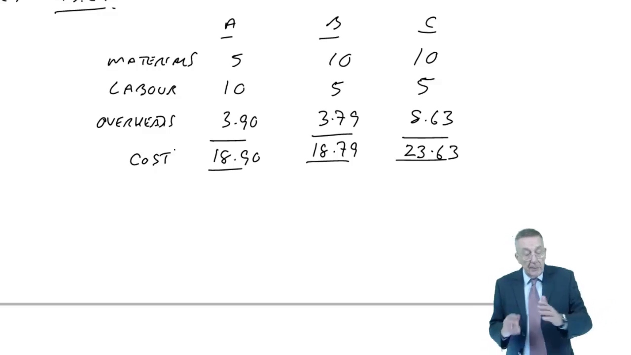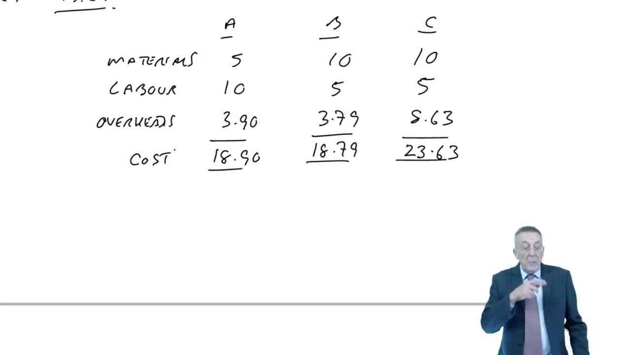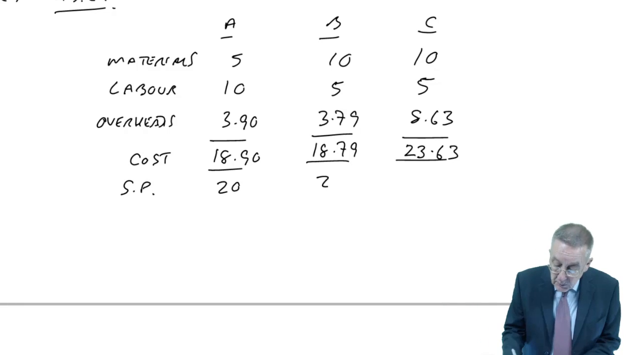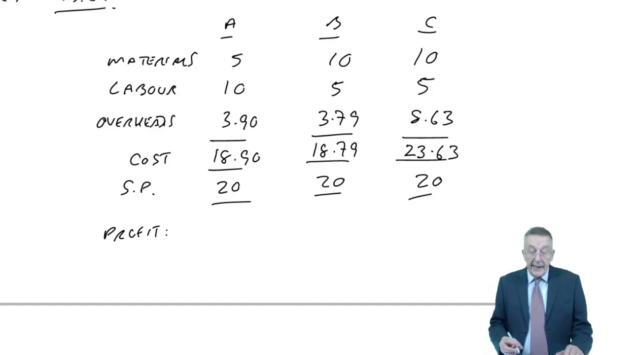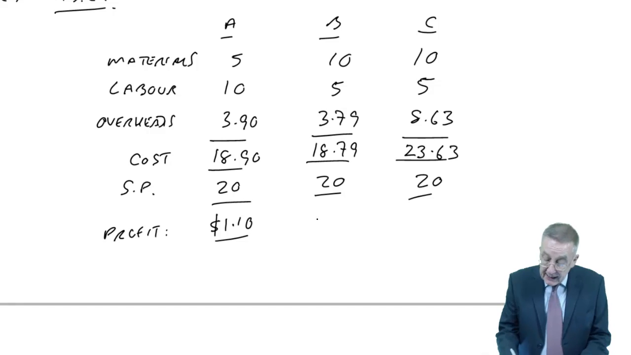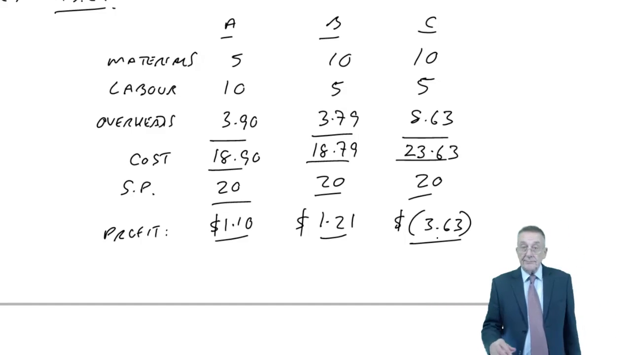I'm not going to wind back to part A, but they're obviously different costs. We're taking a different approach. We can discuss it afterwards. But remember, this question also wants the profit per unit. The selling price we're given is 20 for each. And so the profit this time for A is $1.10. For B, it's what in my head? $1.21 per unit. For C, it's loss-making, a loss of $3.63 a unit.